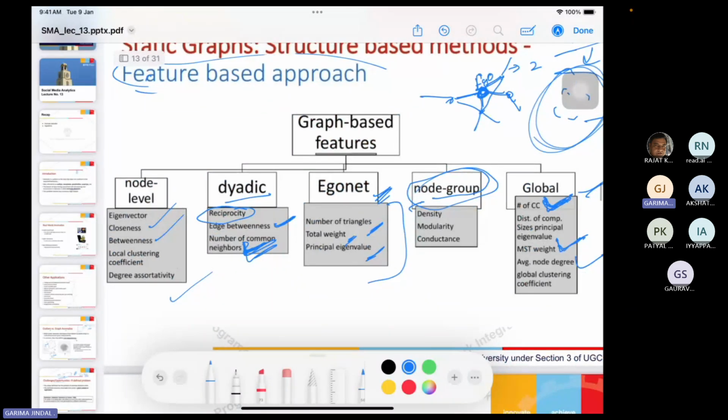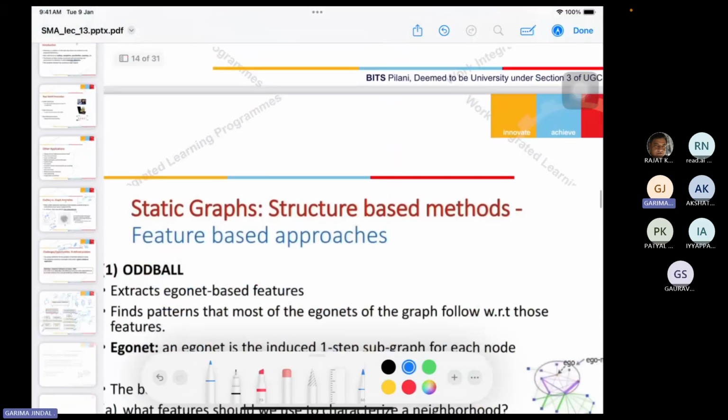Using all these features and all these properties, you can identify the anomalous behavior. This is a very simple method. Here you are not considering any attribute of any node or an edge. You are simply considering the structure of the network: how a node is connected to other nodes, and what the structural properties are. By calculating the structural properties, you can identify the anomalous behavior.